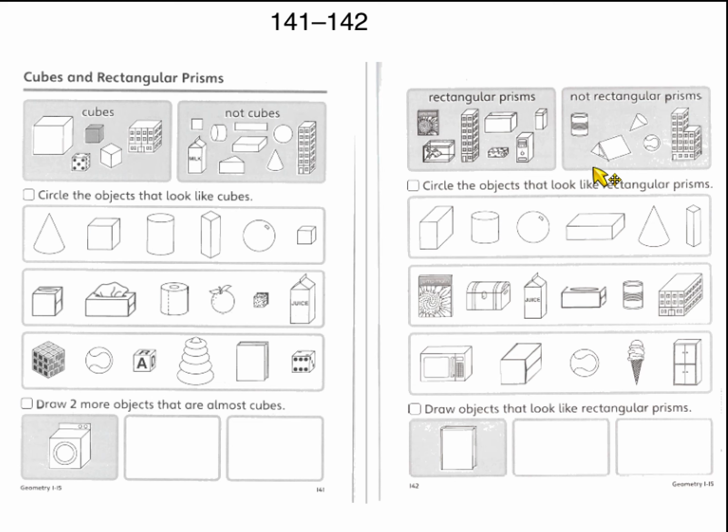On page 142, you have to do rectangular prisms. Rectangular prisms have rectangles all around or rectangles and squares on the end. So this one has squares on the end, but it's got rectangles, so this is a rectangular prism. And draw two things that look like rectangular prisms at the bottom. Try not to copy from up there. Okay, page 141, 142.